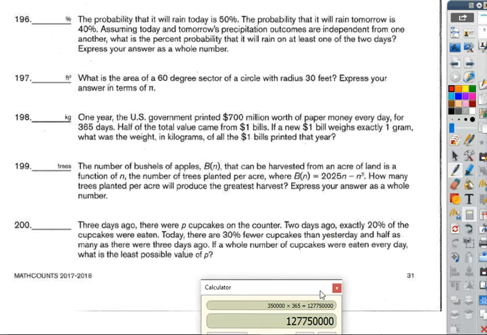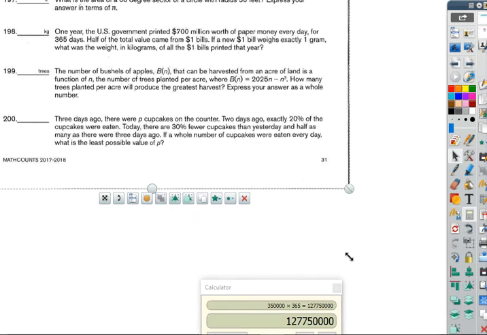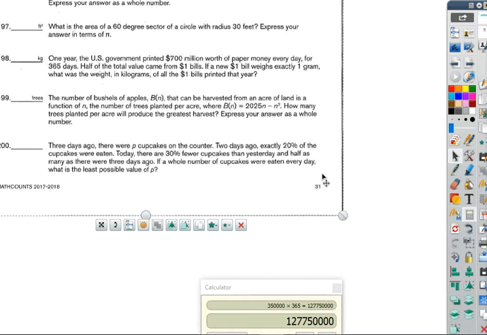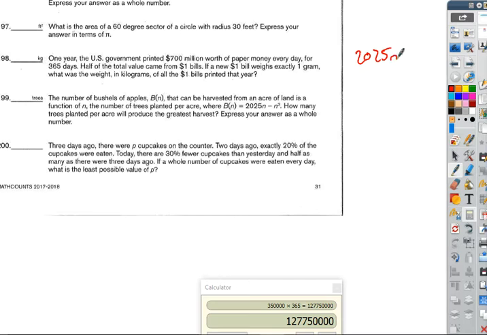Number 99. Now we've done this one in class, but I'll do it again. So the first thing that I would suggest doing in this case is to realize that this function can be factored. So we have 225n minus n to the third, and we're trying to maximize the number of bushels we can get in an acre.